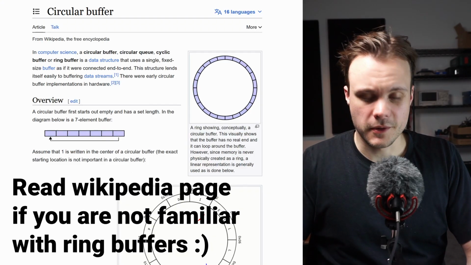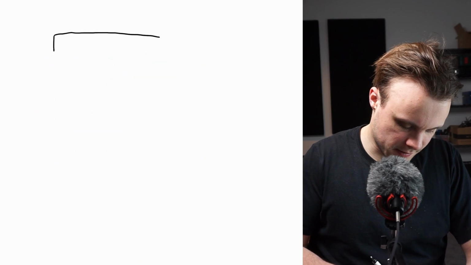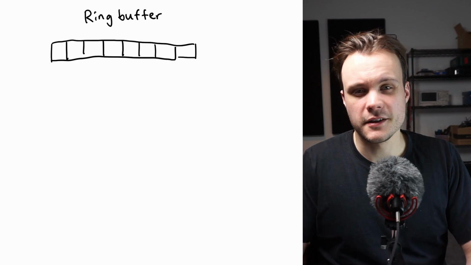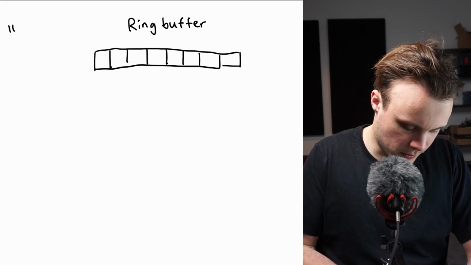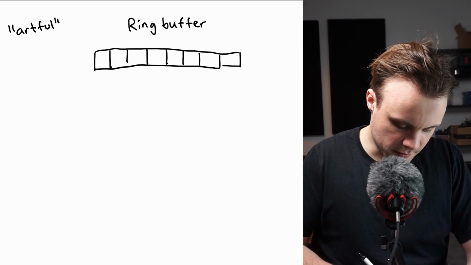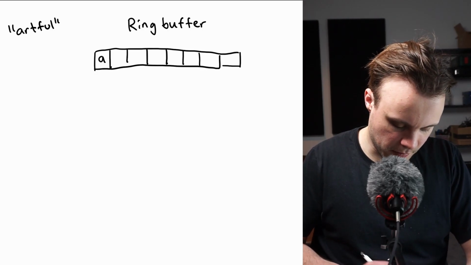And the way that's going to work is that I'm going to have a ring buffer. So let's just say, for example's sake, that this is an array of size 8. So a ring buffer of size 8: 1, 2, 3, up to 8. And when I want to send a new character, I'm going to add the character to this ring buffer. So let's just say that I want to send the word artful again. So for the first character, I'm going to add this to the ring buffer.